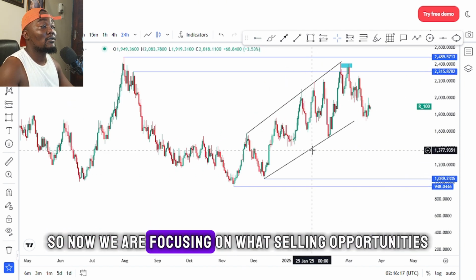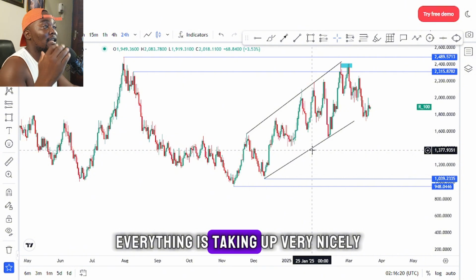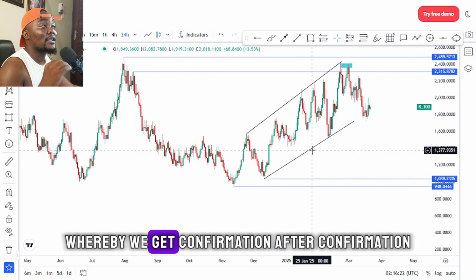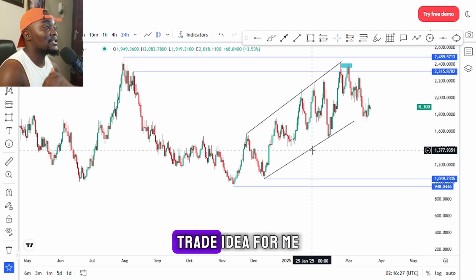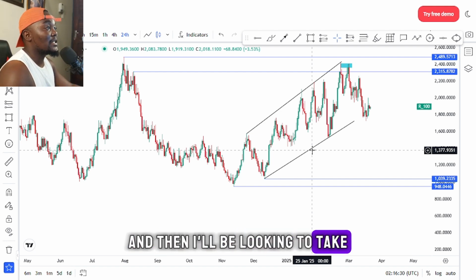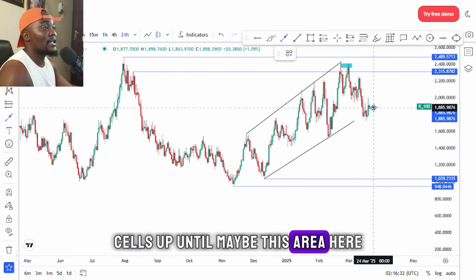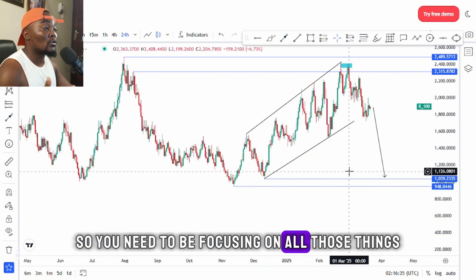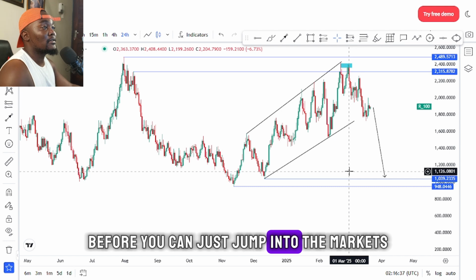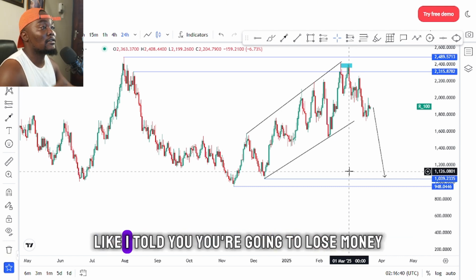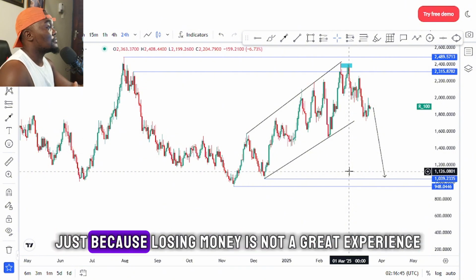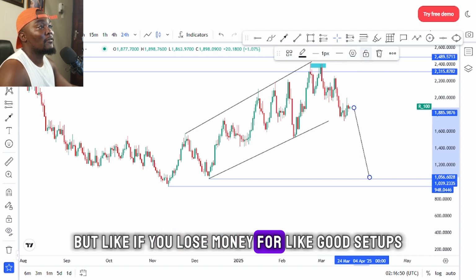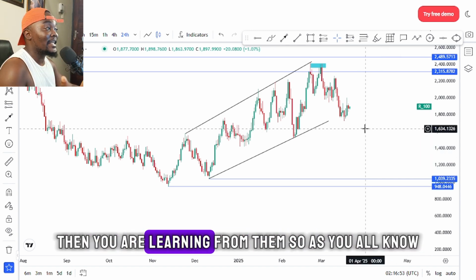So now we are focusing on selling opportunities. Everything is lining up very nicely, whereby we get confirmation after confirmation, which means that this would be a high probability trade idea for me, and then I'll be looking to take sales up until maybe this area here. So you need to be focusing on all those things before you jump into the markets, just because if you do not focus, guys, like I told you, you're going to lose money. And then I'm just going to be blunt and straightforward with you, just because losing money is not a great experience. But if you lose money on good setups, then you are learning from them.